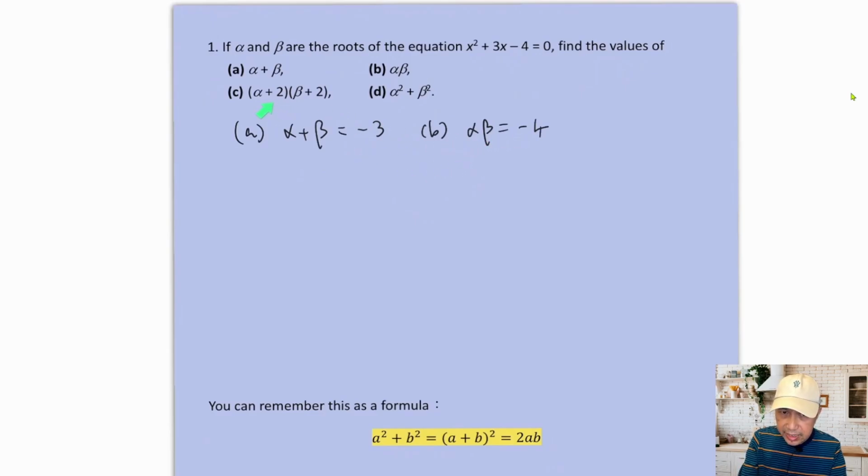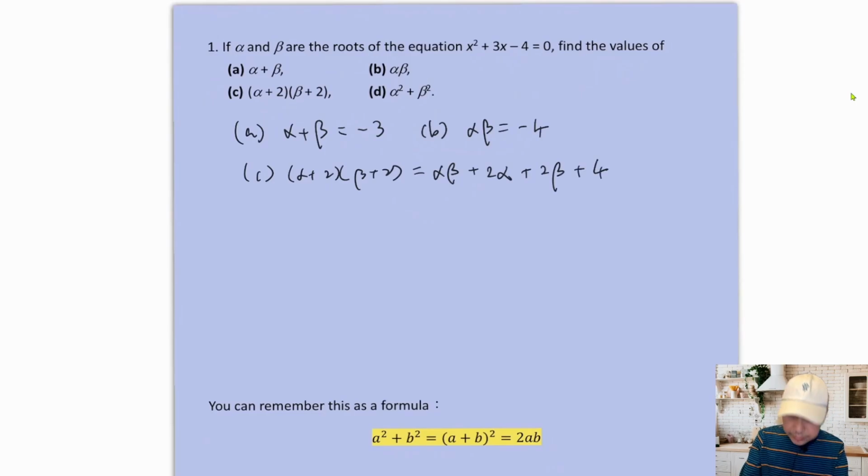Now we are going to find the value of alpha plus 2 times beta plus 2. It is not difficult. Actually, we can expand the brackets. Alpha beta plus 2 alpha plus 2 beta plus 4. Try to simplify this expression so that we can use the answers in part A and part B. How do we do that? Alpha beta. These two terms have a common factor 2, so take 2 outside. Alpha beta plus 2 times alpha plus beta plus 4.